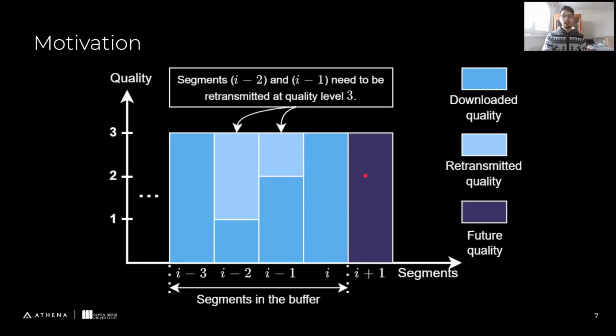The state-of-the-art approaches only focus on the next segment, I+1. So why, if we have some segments, as we can see here, I-1 and I-2, whose qualities are not good enough, and if we had enough throughput to also re-download them at a maximum quality, why shouldn't we do it? This would enhance the QoE, the quality of experience of the user, as it increases the average quality.